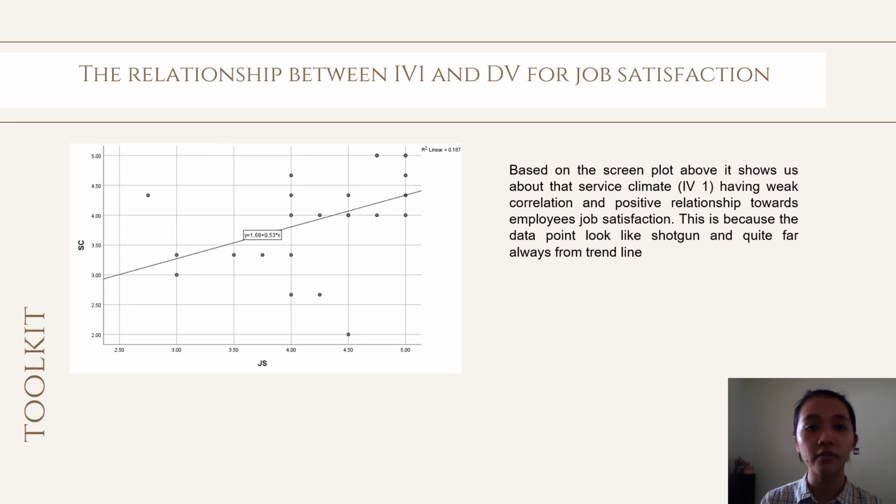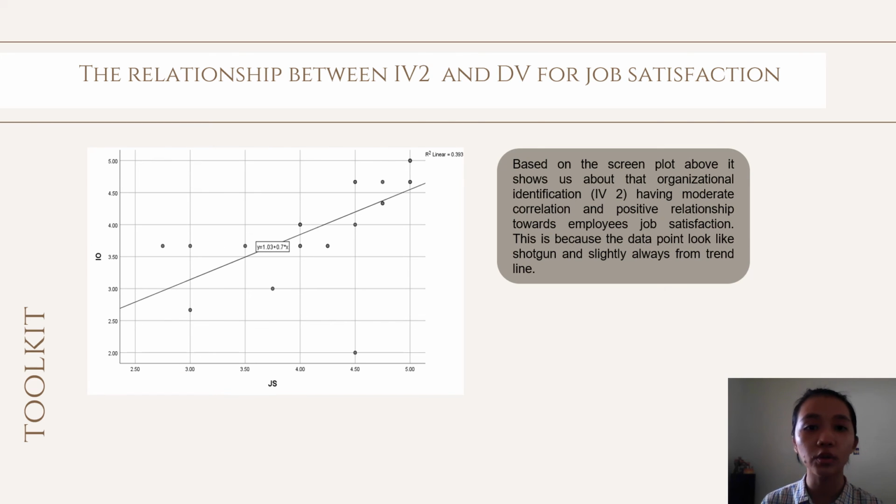From this graph, we also notice that IV1, service agreement, and DV job satisfaction have a positive but weak relationship because all the dots look like a gunshot pattern and are far away from the line. Next, for IV2 organization identification and DV job satisfaction, from the graph, we also notice that they have a positive but weak relationship because all the dots are far away from the line.